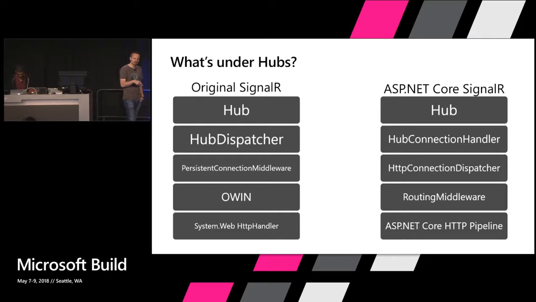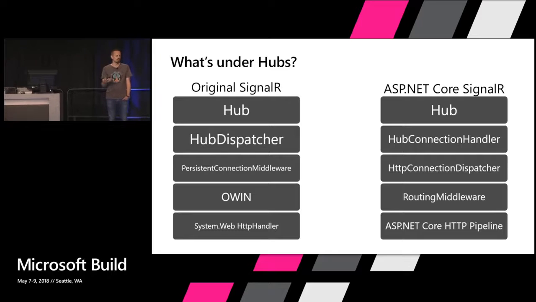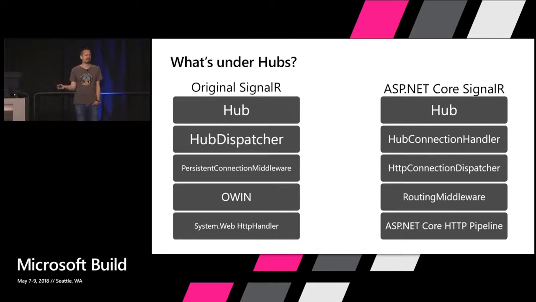So what is under the hub? In the original SignalR, this was the layer diagram. The hubs is what you write. You write a hub, and underneath that was a thing called a hub dispatcher. Hub dispatcher was an implementation of a thing called a persistent connection, which was kind of SignalR but without the methods, right? You just got a pipe and you would send messages back and forward, and that's what you would do. That plugged in to ASP.NET via a middleware, the persistent connection middleware.